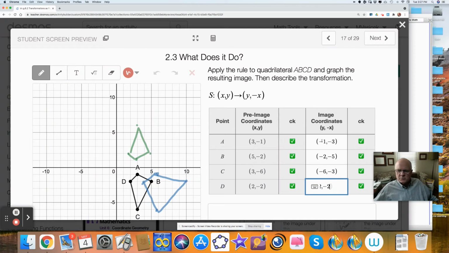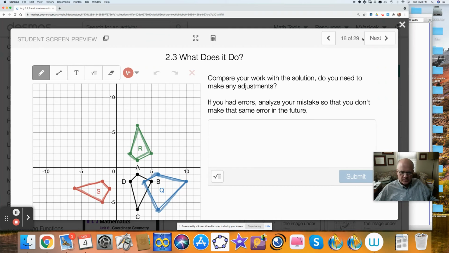When we plot these points, let's see what we get. -1, -3, -2, -5, -6, -3, -2, -2. And this looks to me like it's a rotation of 90 degrees clockwise about the origin. I wonder what it would take to be counterclockwise. Maybe we'll see that coming up in one of the lessons.